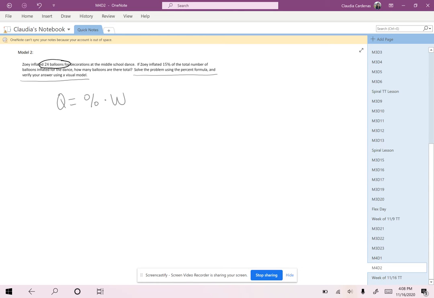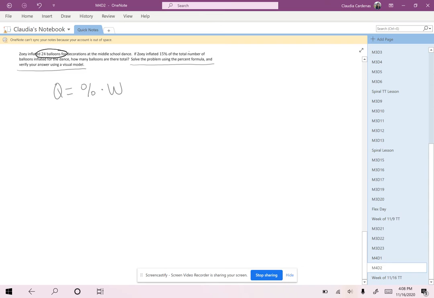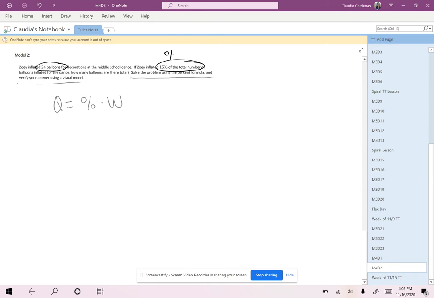So let's keep reading. If Zoe inflated 15% of the total number of balloons, so that's definitely the percent because it has a percent sign, how many balloons are there total? So now the question is telling us to find the total. Therefore, the quantity is the part that they've given us. And so now we can start substituting our information into our equation.